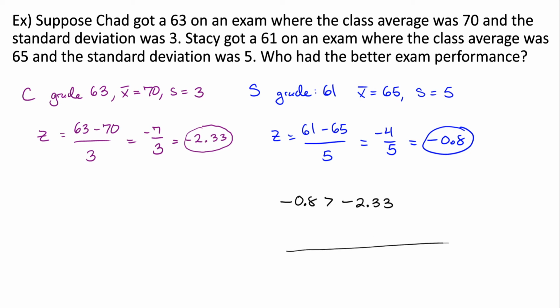If we were to draw out a number line like this, and we have 0, and we have negative 1, and we have negative 2, negative 2.33 is going to fall somewhere around here. Negative 0.8 is going to fall somewhere around here. So even though we might think sometimes 2.33 is larger, when we have a negative number, if the value appears to be larger, that just means it's further away from 0, so it's actually a smaller number. So here we would say Stacy had the better exam performance because she had the higher z-score.